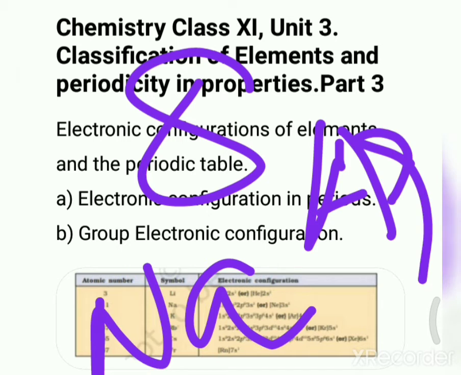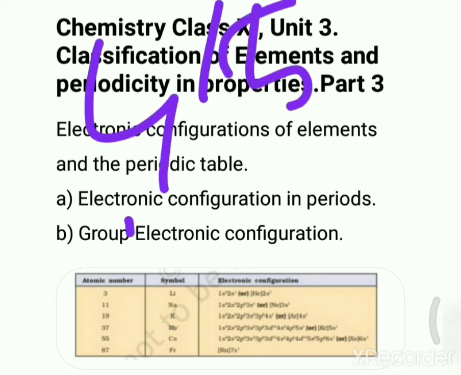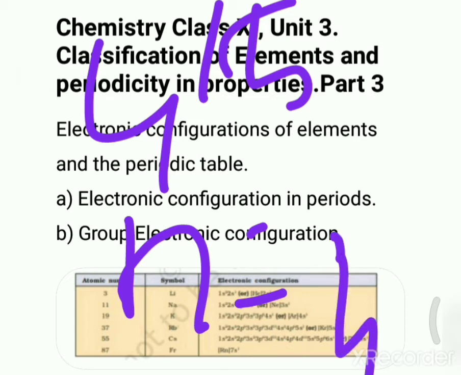The fourth period is n equal to 4. The fourth period starts from potassium, and here the electrons are added to the 4s orbital. The 4s orbital is filled in the fourth period.